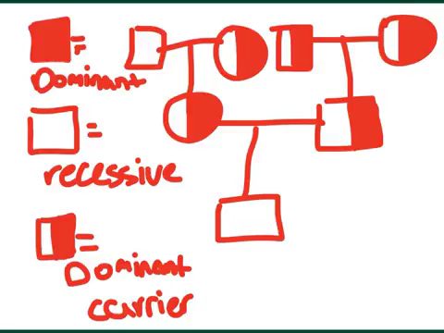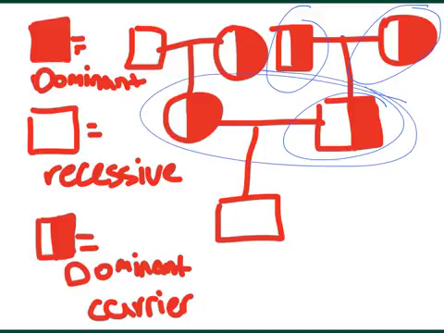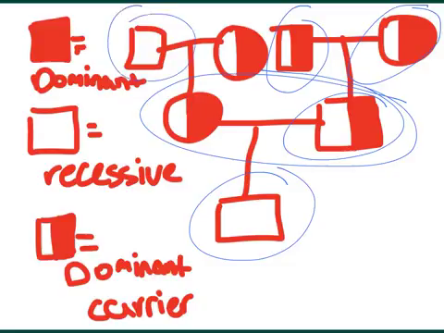And then she marries this guy who is brown-eyed, but his parents are also brown-eyed. These two people right here have a little son. He has blue eyes, just like his grandfather up here.